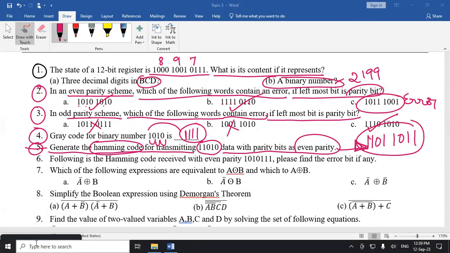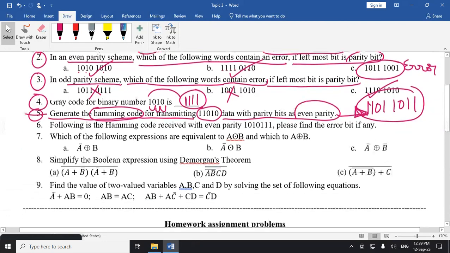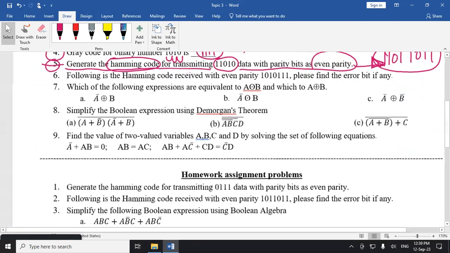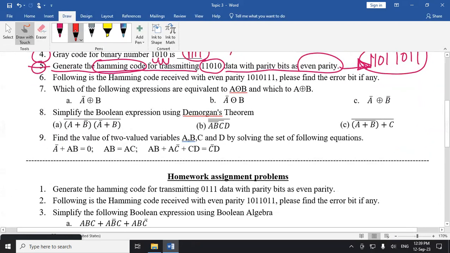Can you do the sixth problem? Sixth question. Following is the Hamming code received with even parity. Listen carefully.